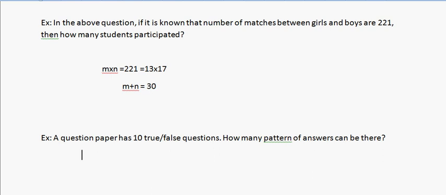Let's see. The first question is either true or false, so there are two ways of answering it. For the second question, again there are two ways. For the third, again two ways. For the fourth, again two. Similarly, for the 10th, it's again 2. So it would be 2 raised to power 10. So these are the total number of patterns of the answers, which means we have 1024 different types of answers, and this can be the maximum number of students there can be if no student has a matching pattern. So this again is simply using the basic principle of counting.